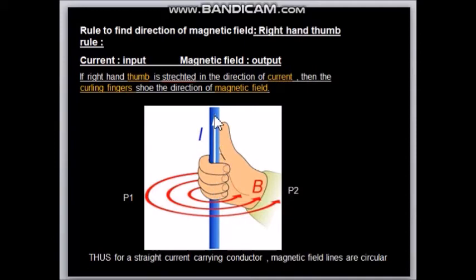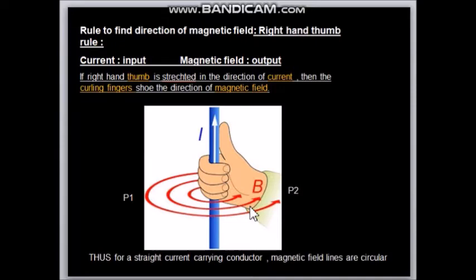If the current is flowing upwards in any wire, we have to assume that we are holding this wire with the right hand. Thumb should be stretched in the upward direction because current is in the upward direction. Now you can see that these fingers are curling. The nails of the fingers you have to assume as arrows of magnetic field. So this way the magnetic field is circular and in this direction. Now how to use this right hand thumb rule?